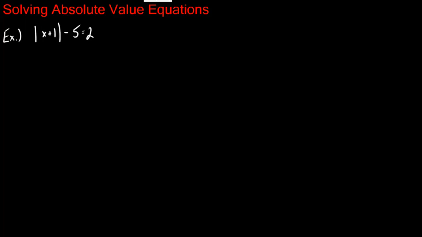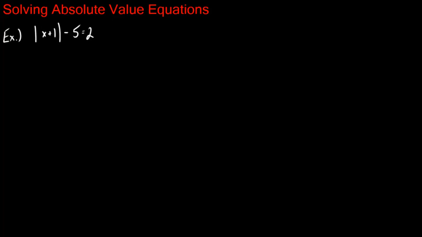All right, so we're here to learn how to solve absolute value equations, and there's actually not that difficult of a process. There's a few steps that you need to know, but once you get the hang of it, it's really not too bad. So for example, let's say I have this absolute value equation here: the absolute value of x plus 1, minus 5, is equal to 2.